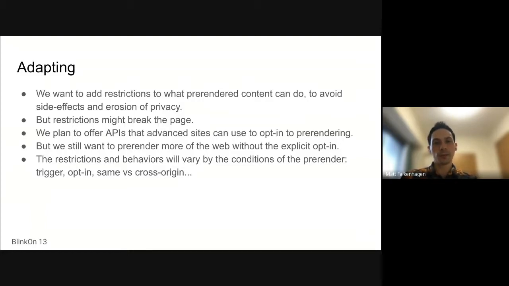So what adaptive pre-rendering is observing is that the restrictions and behaviors of the pre-rendered page are going to vary by the conditions of the pre-render: what triggered it, whether the site opted in, whether it's same or cross origin, and things like this.